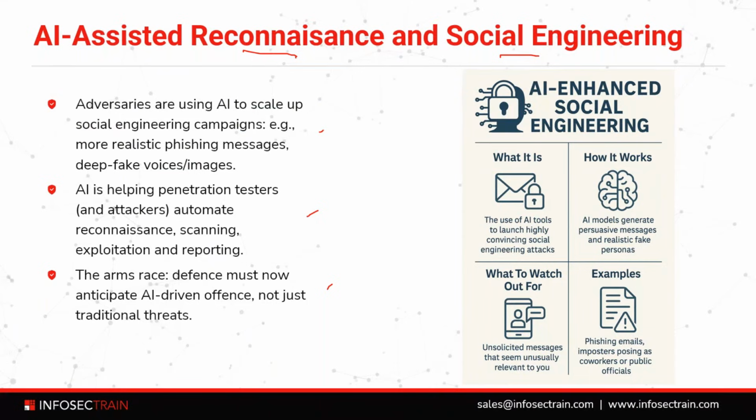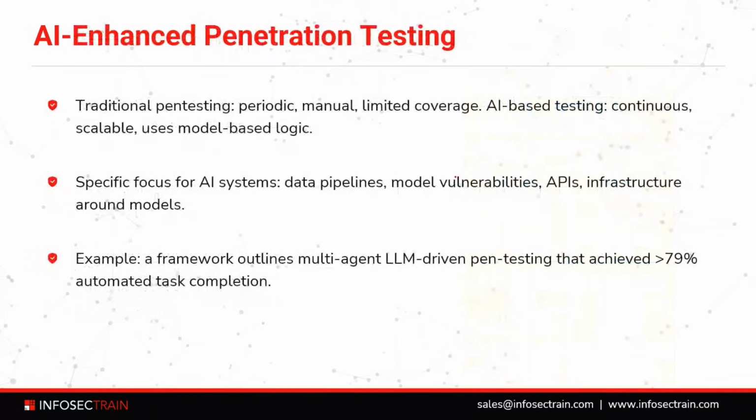Okay, attackers can go through the entire phases of ethical hacking, or the phases of hacking, right? Because when we talk about AI-enhanced pen testing, all your data pipelines, model vulnerabilities, API infrastructure, right? When you're talking about AI systems, it is necessary to pen test your AI system also, right? The entire data pipeline, the vulnerabilities that your model has.